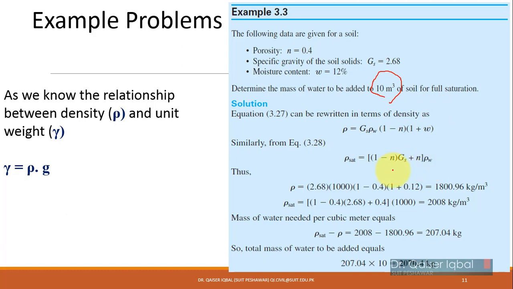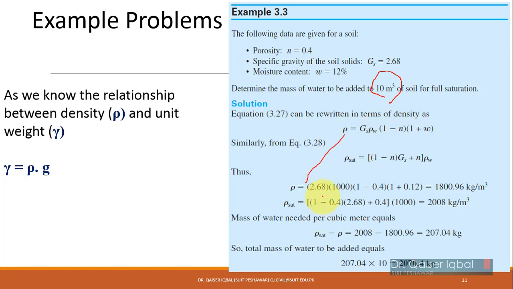Over here, if we have the bulk density and also the saturated density, then we subtract them from each other, and we will know how much water is to be added per cubic meter, and we will multiply this with the total volume. So first of all, in the existing condition, how much is the density? From this equation we can determine that.